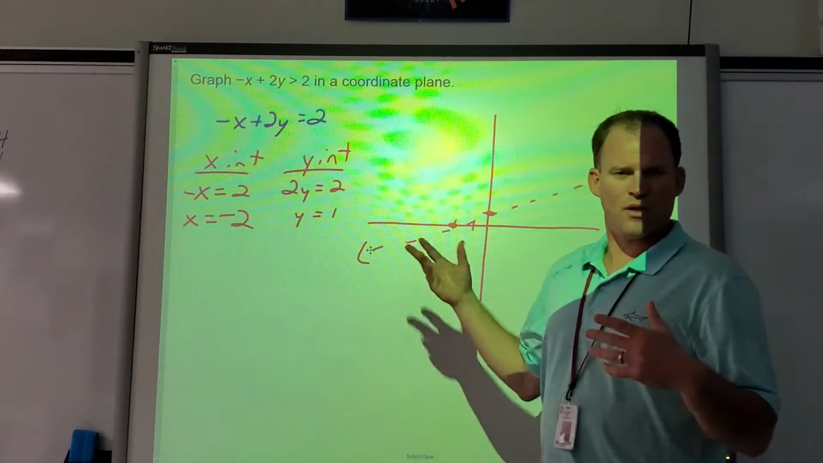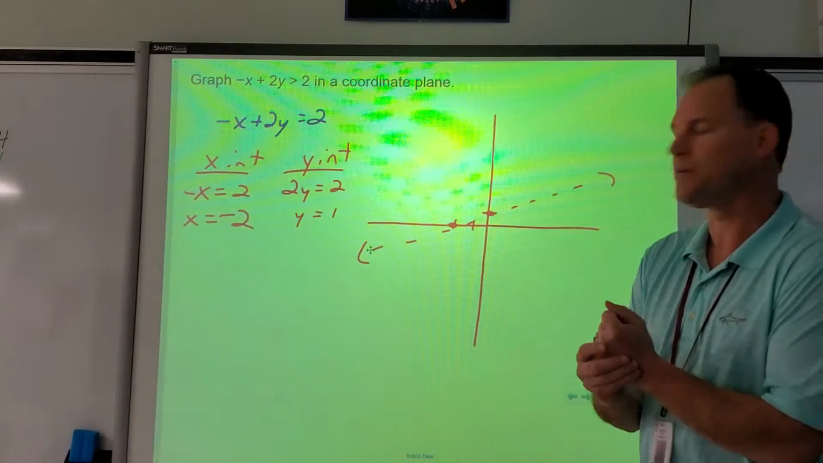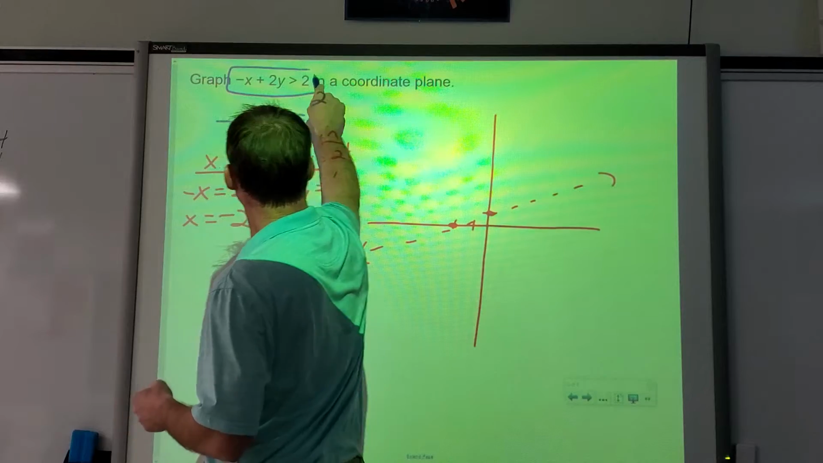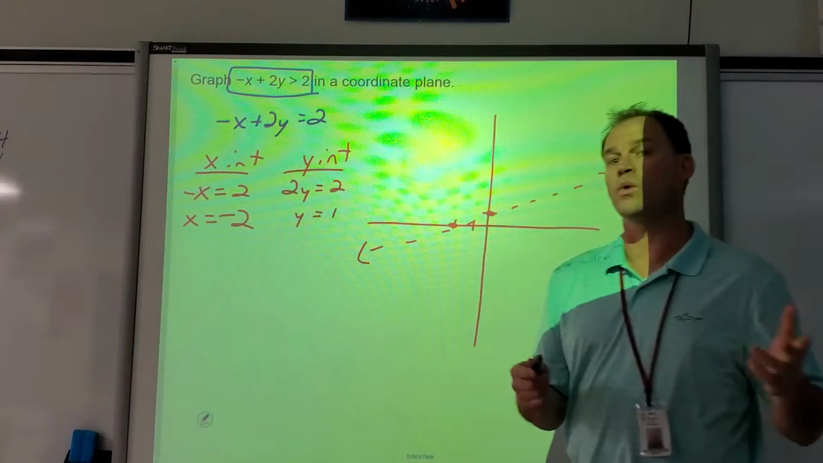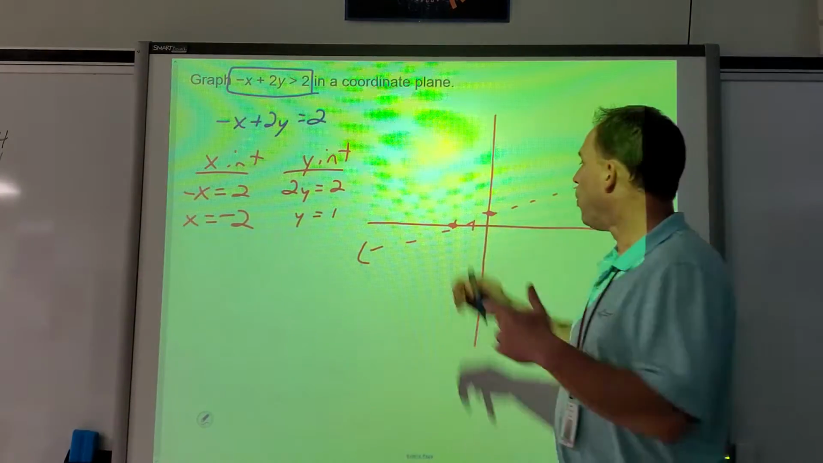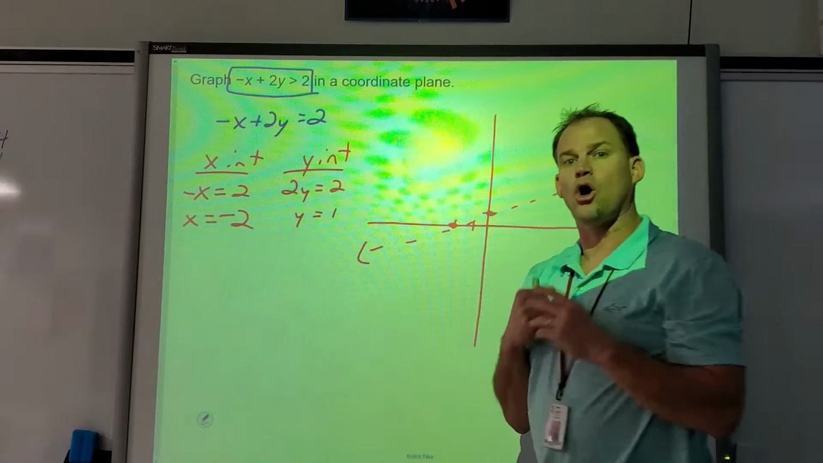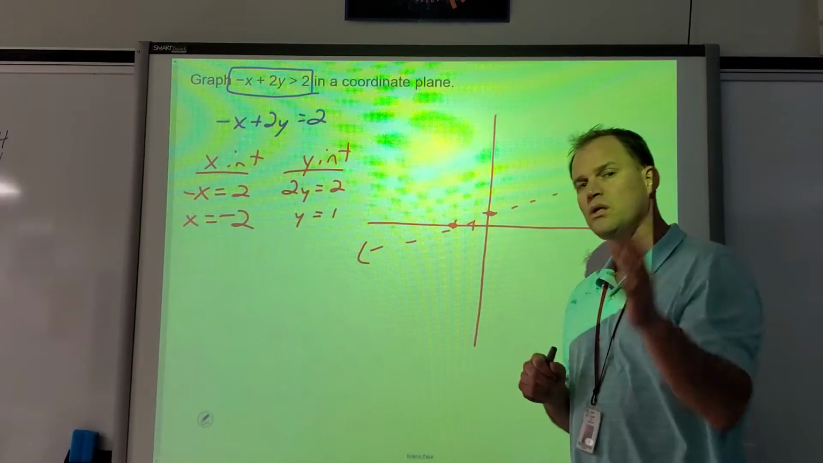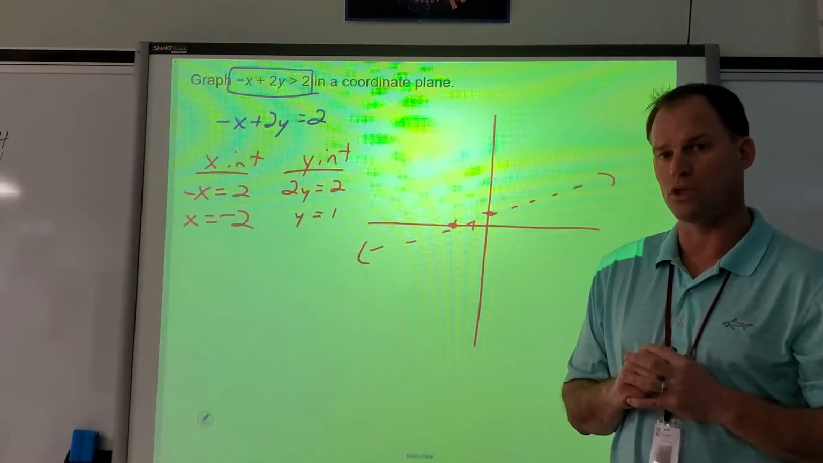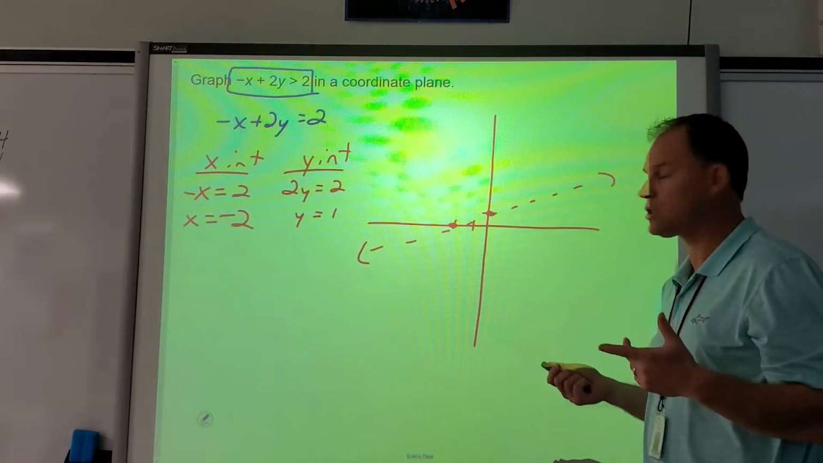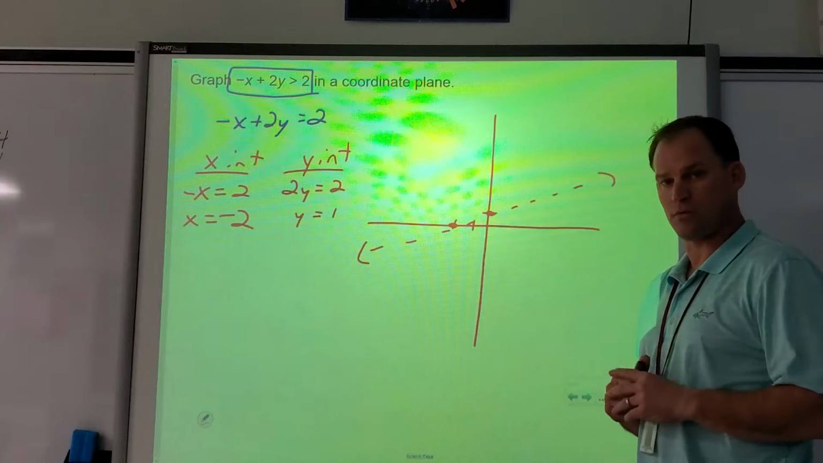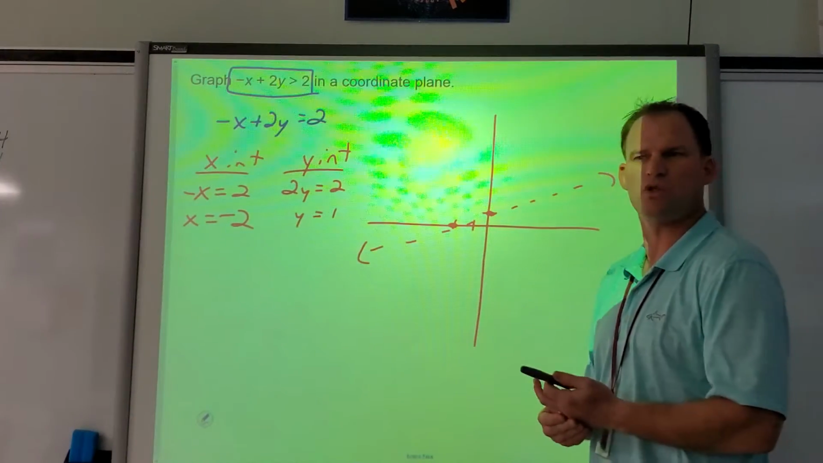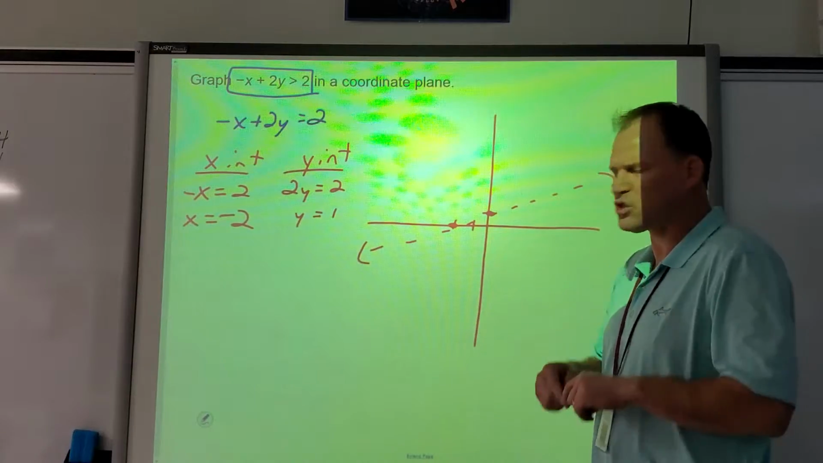Now, all that stuff about a test point. Since this is an inequality for real, one of these sides of this line is always true and the other side is always false. You need to figure out which side is which. So you pick a point on one side or the other. Doesn't matter which side you pick. Okay? You're not trying to guess which one's true. You're just trying to pick a point.